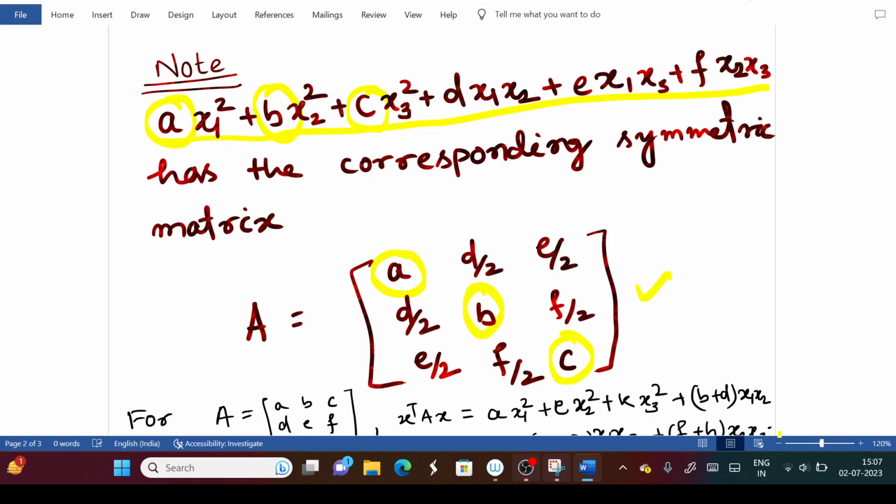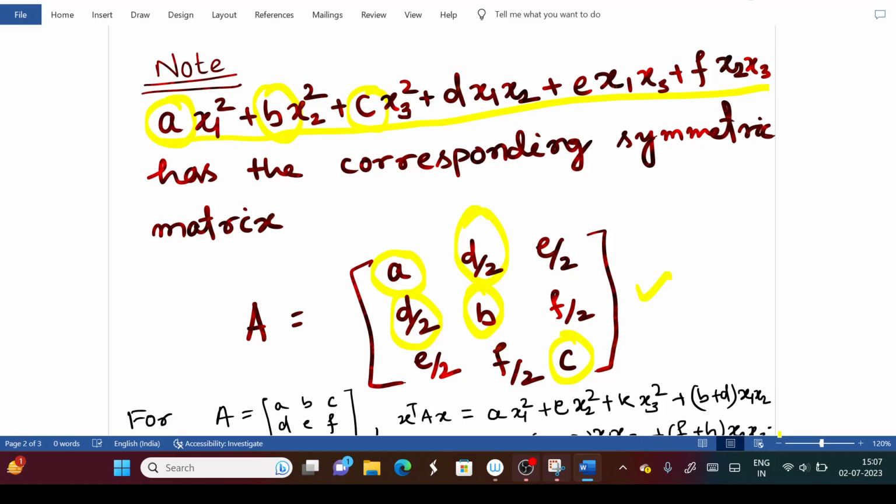Okay, so then what happens? x1, x2, the 1, 2 position and 2, 1 position have the value d as their sum. They are equally divided, so this is d by 2 and d by 2. Similarly, E is divided among the 1, 3 and 3, 1 positions as half and half. Similarly, F is divided between the 2, 3 and 3, 2 positions. So I got this matrix.